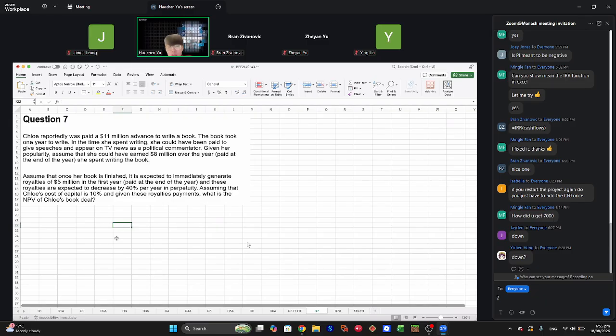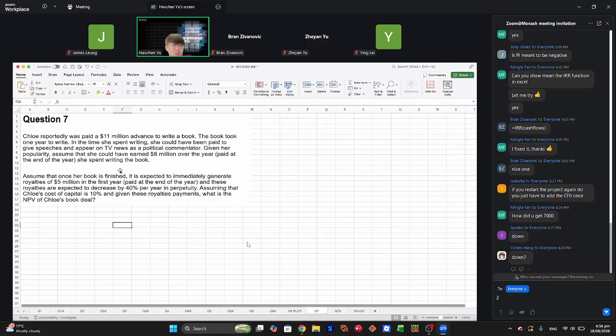The question says Chloe was paid an 11 million advance to write a book, and the book took 1 year to finish. And in the time she spent writing, she could have been paid to give speeches. Based on that, the money she can earn from giving speeches will be 8 million over the year she spent writing the book. So this is the first part you need to understand.